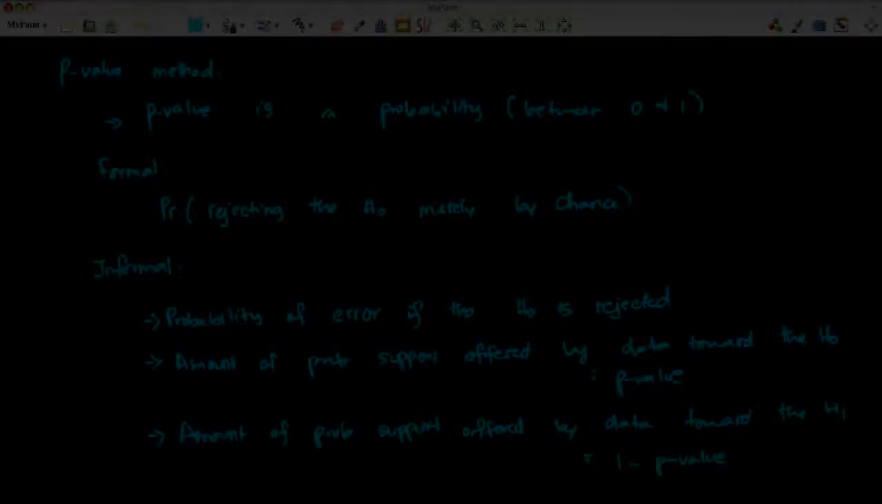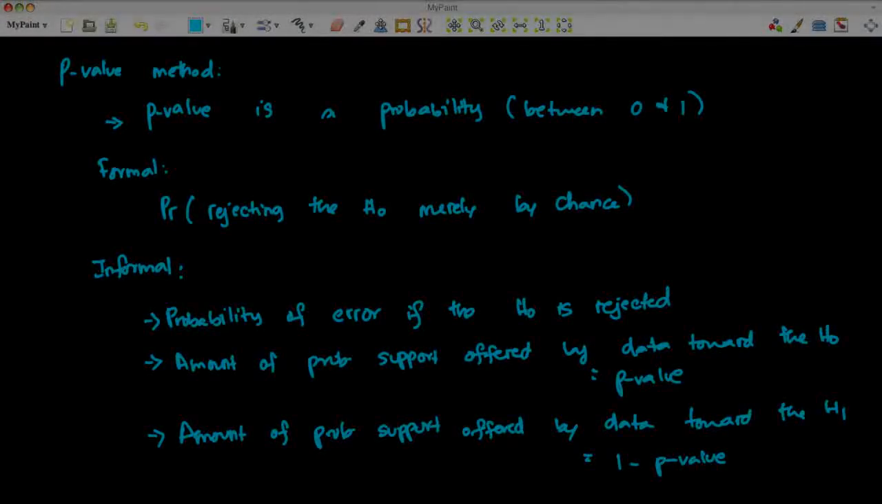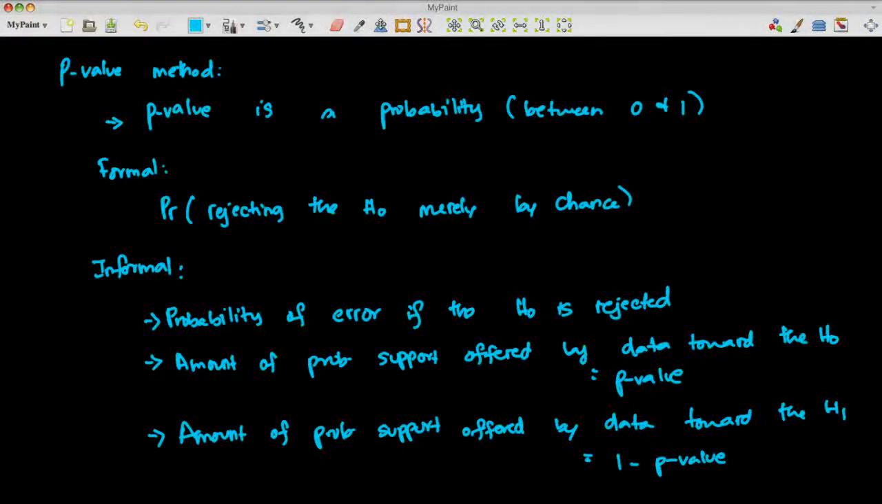So here is the p-value method. These are general instructions for interpreting a p-value. P-value, first and foremost, is a probability. It is between 0 and 1. Sometimes it could equal 0, sometimes it could equal 1, but it's usually between 0 and 1.